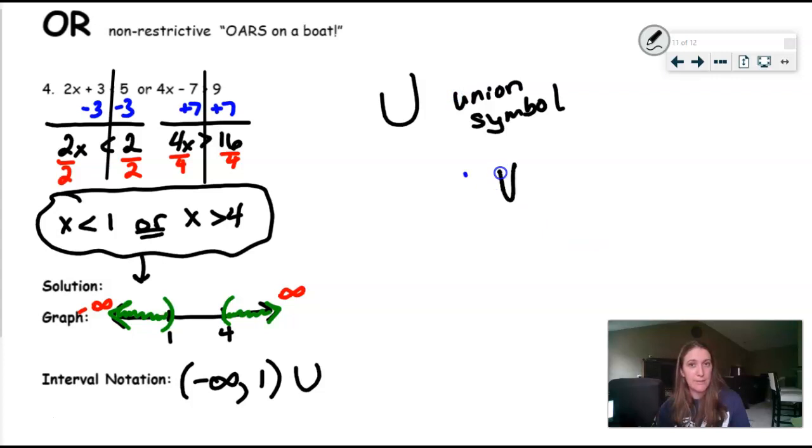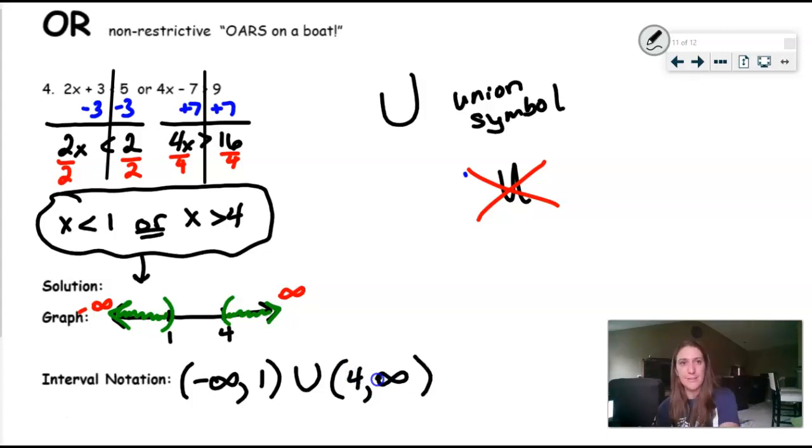So if I see you guys do this, I'm going to count it. Well, not wrong, but I'm going to put a really sad face and make sure you make a big deal about it till you start writing it correctly. I don't want you to go to college writing the wrong symbols, okay? All right, so then it picks up again at 4 with a parenthesis, then off to infinity. And that's your interval, my friends.